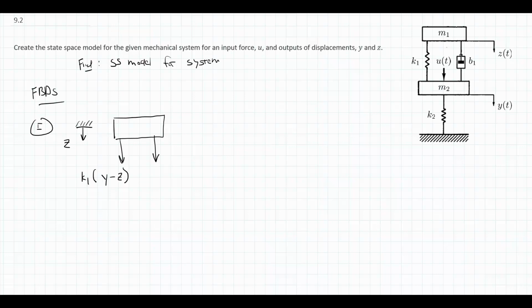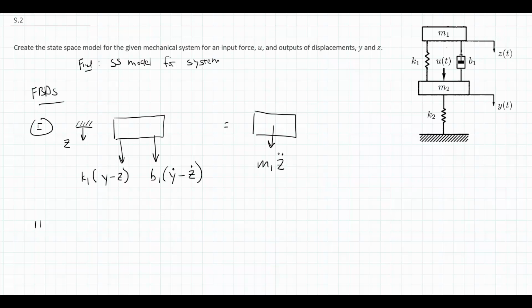And in a similar way, B1 will be positive when y dot is positive, so when M2 has a positive down velocity, or when M1 has a negative or upward velocity. So B1 times y dot minus z dot. And that will equal the inertia, which will be in the direction of z, M1 z double dot. And that's the complete first free body diagram.